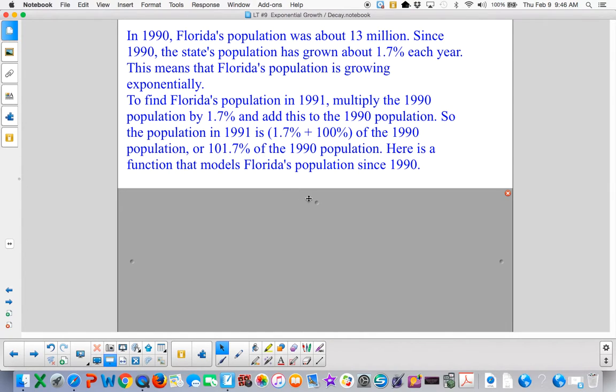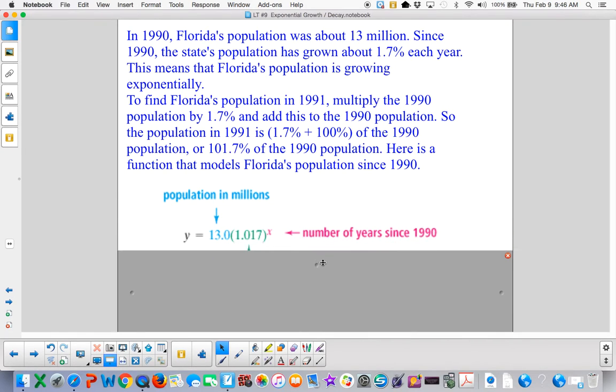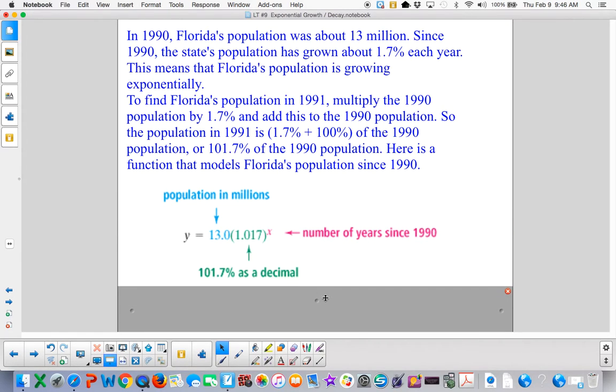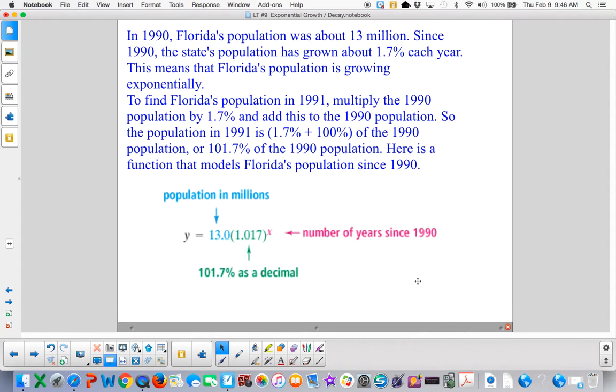So here's a function that would model that situation. We notice here that we have our initial amount, that's our A value, population in millions. Our growth factor is 101.7%. We write that as a decimal, 1.017. Here it is as a percent. And then x is our number of years since 1990. So we're going to use that equation, and we could use it to find what the population would be today.